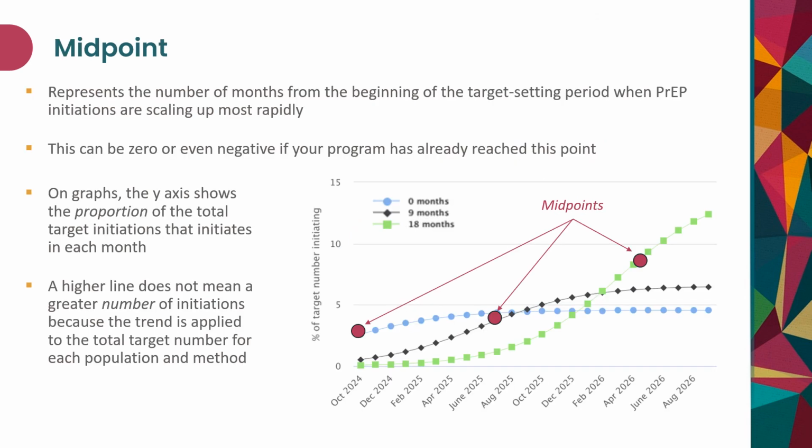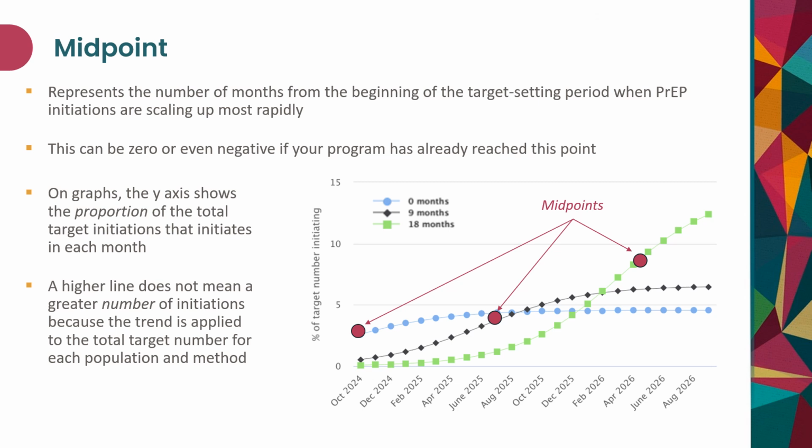The midpoint represents the number of months from the beginning of the target setting period when PrEP initiations are scaling up most rapidly. Note that the midpoint does not have to be in the middle of the target setting period. It can be at 0 or even negative if your program has already reached peak scale up.